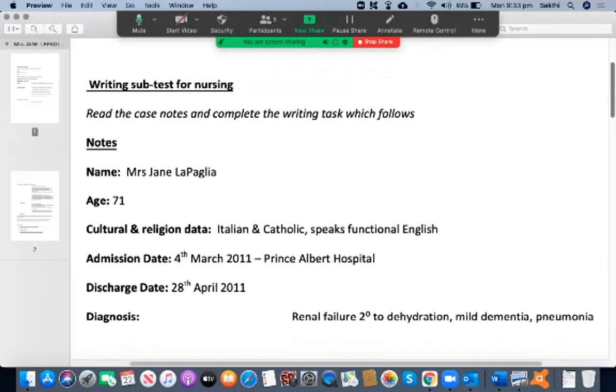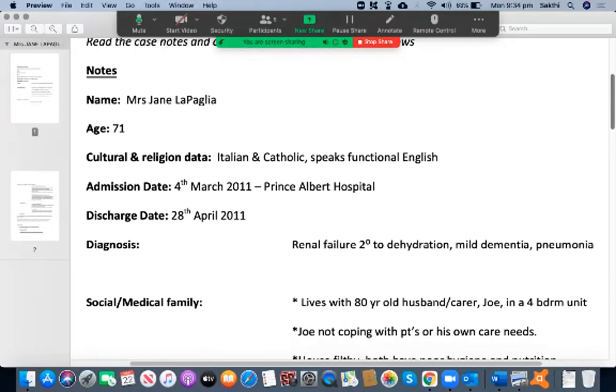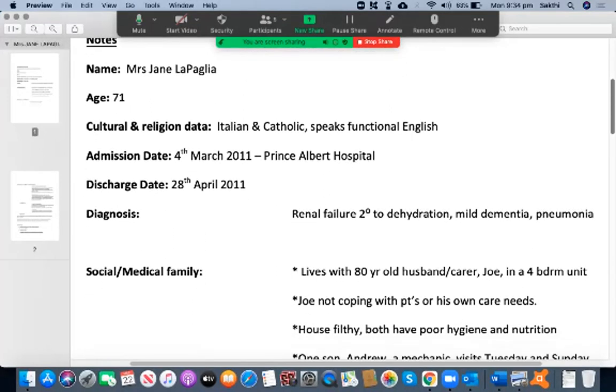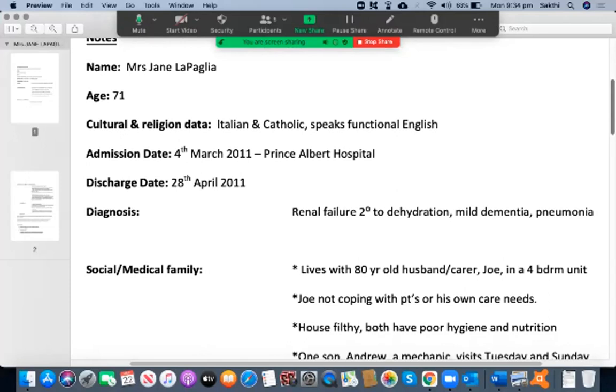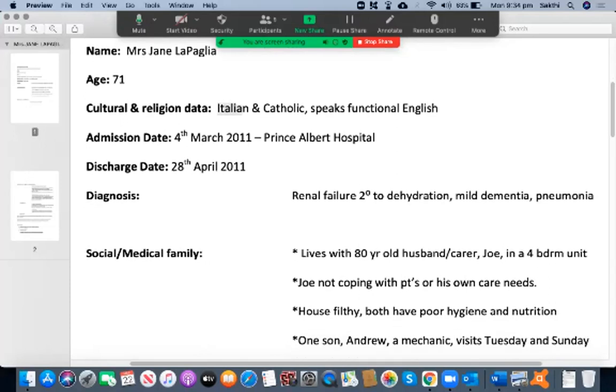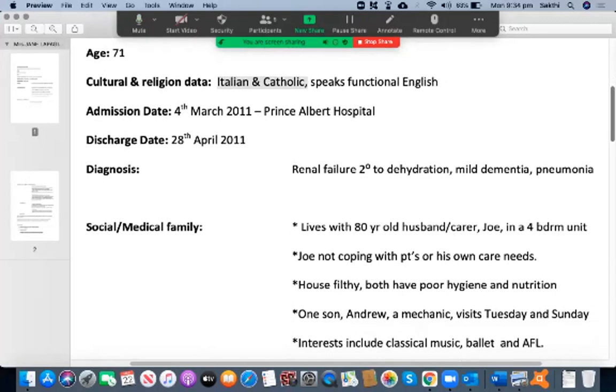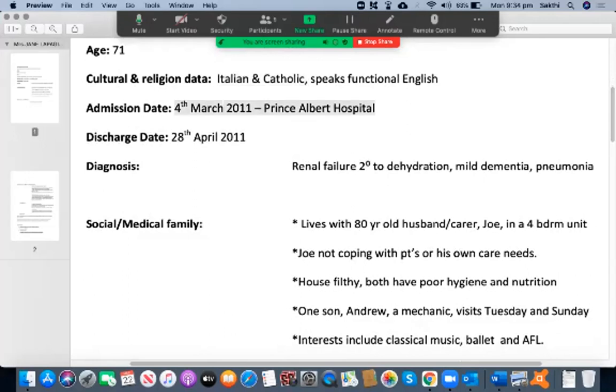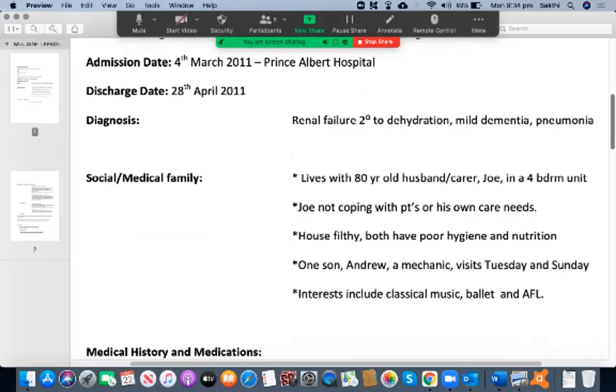Let's go through this. Writing sub-test for nursing. Read the case notes and complete the writing task which follows. Notes. Mrs. Jane Lapaglia, age 71, cultural and religion data, Italian Catholic, speaks functional English. We don't need to worry about the cultural and religion data. That's not needed. Admission date, that's fine, you have included that. And then the discharge date, that's okay. Renal failure secondary to dehydration, mild dementia, pneumonia. Okay, right.